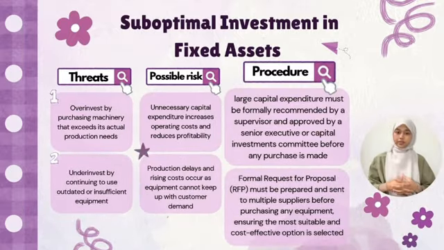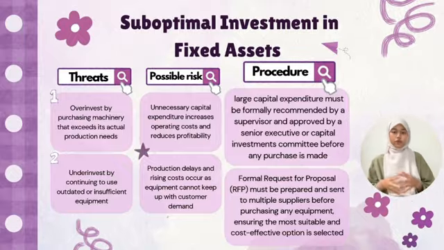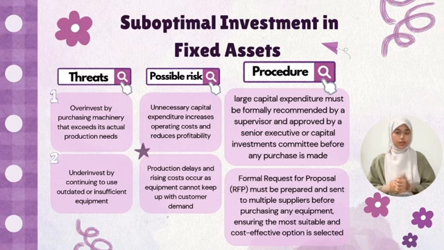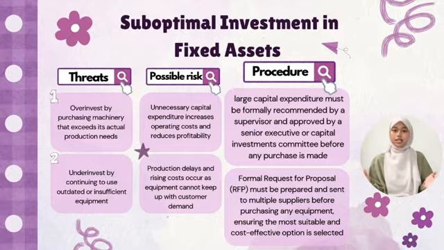So, to control the overinvestment risk, the procedure requires that any large capital expenditure be formally recommended by a supervisor and approved by a senior executive or capital investment committee before any purchase is made. This creates a layer of accountability and review before money is spent. For the underinvestment side, the procedure is to prepare a request for proposal, or RFP, and send it to multiple suppliers before purchasing equipment. This ensures the company is comparing options and selecting the most suitable and cost-effective solution rather than settling for whatever is convenient.